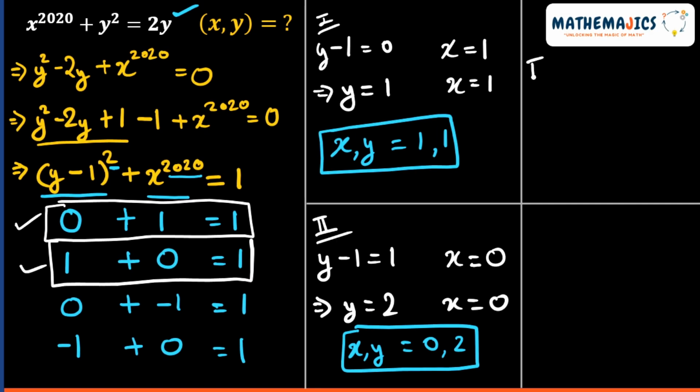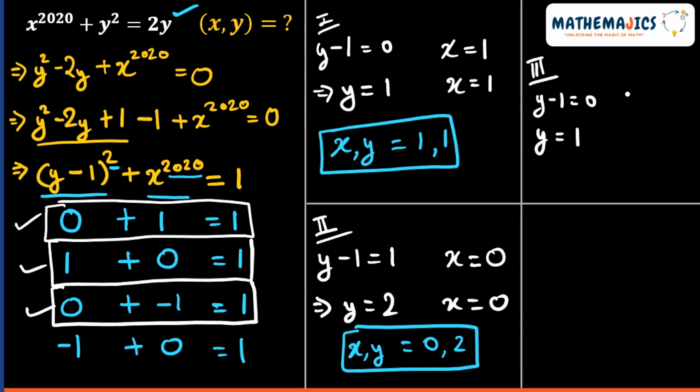Let's jump to the third possibility. The third possibility says that the first term can be 0 and the second term can be -1. If the first term is 0, that means y minus 1 is 0. This will give us y as +1. And the second term is -1, that means x is -1. So the third possibility gives the values of x and y as -1 and 1. So this is our third answer.